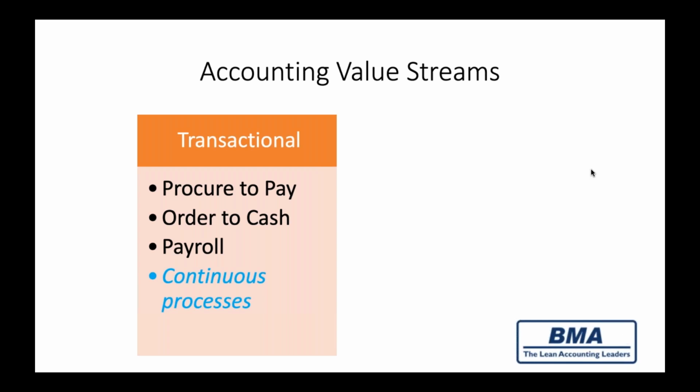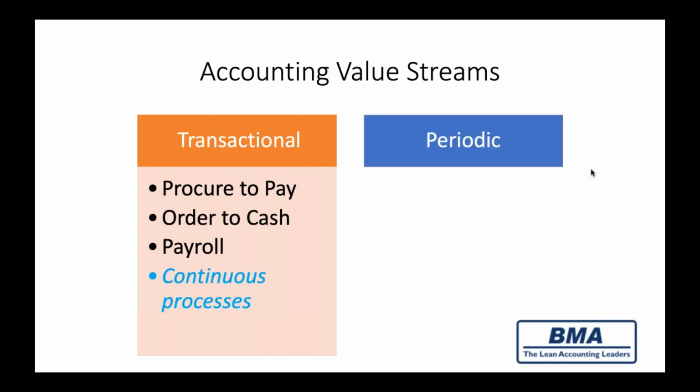These are continuous processes. And I like to, as opposed to calling it payables and receivables, think of it as procure to pay, because that takes into account the whole process, not just what the accounting department does. And then order to cash takes in that whole process, not just the piece that accounting does. And then you have even the payroll process, which ends up in accounting, but in terms of whether it's recording time or setting rates, things like that, that happens throughout the business.